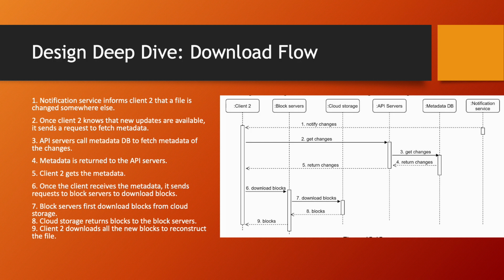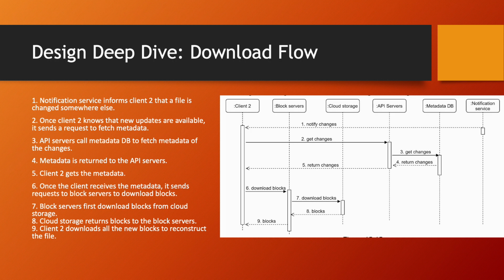Now, here's the download flow pictorially. We can trace it. So basically, as step 1, the notification service informs client 2 that a file is changed somewhere else. Once client 2 knows that new updates are available, it sends a request to fetch metadata. API servers call the metadata DB to fetch metadata of the changes. Metadata is returned to the API servers. Client 2 gets the metadata.